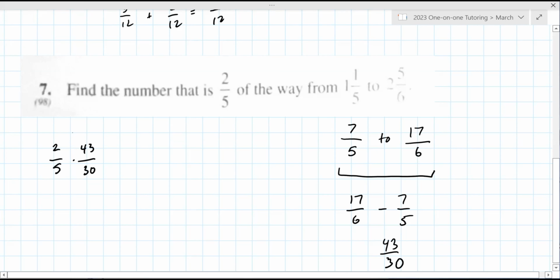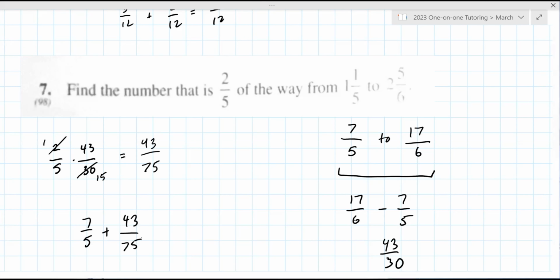Sometimes you want to try and pre-reduce here. So 2 and 2 goes into 30, so that's 15. That'll save you just a tiny bit of time here. Of course, none of these numbers work out. 43/75. 43 is prime. Nothing you can do with that one. Then you have to take your starting point, 7/5, and add to it this little bit. Calculate that.